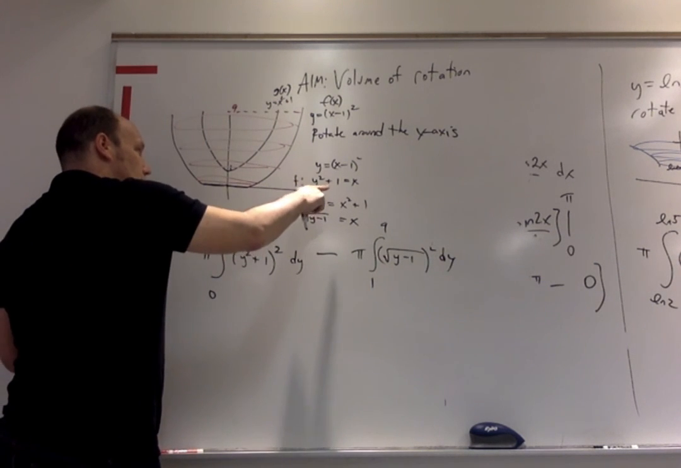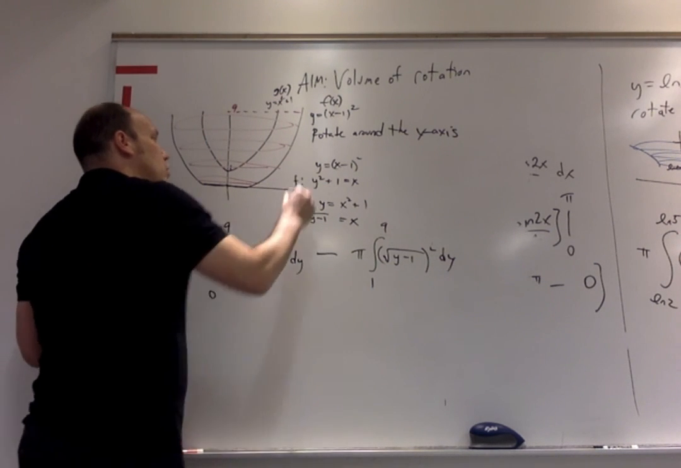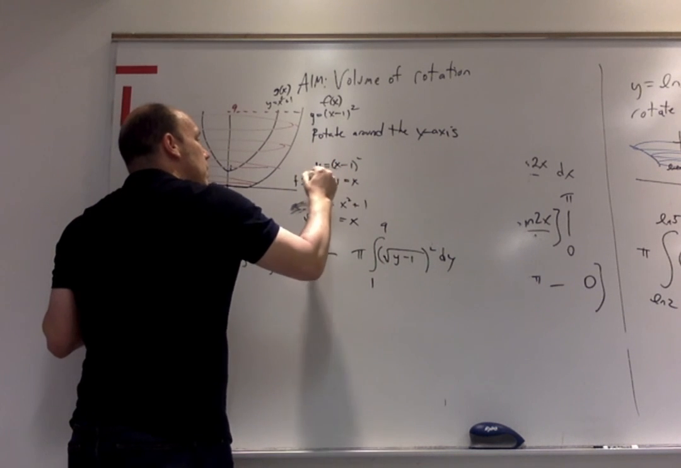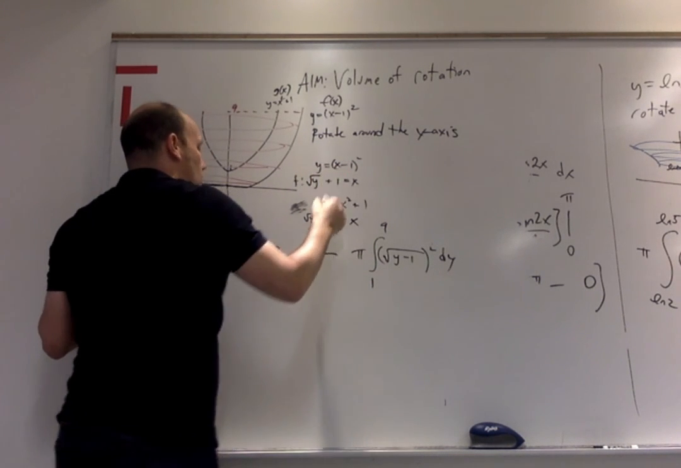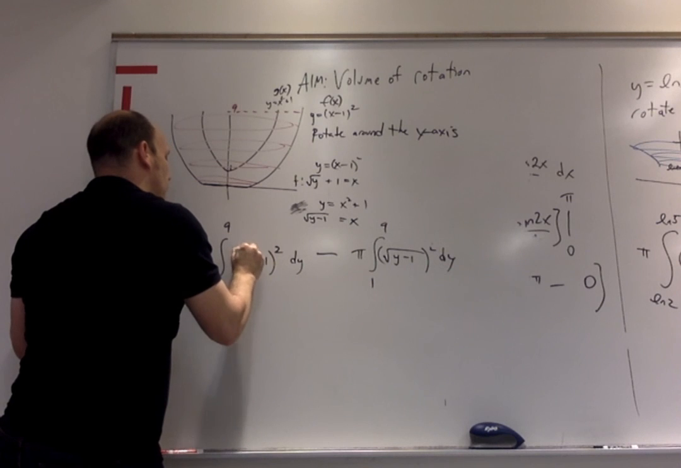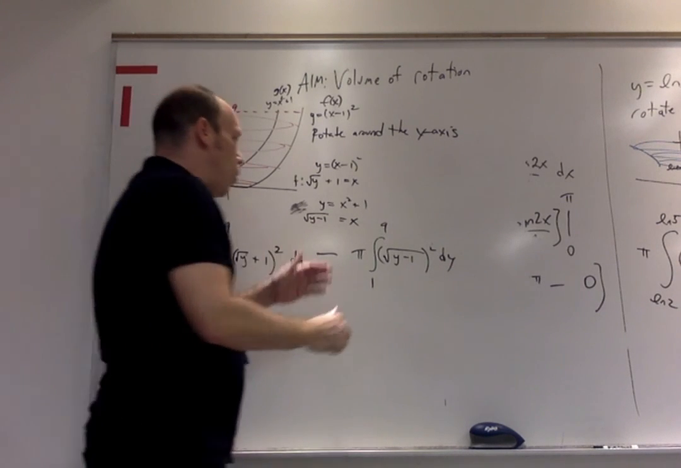Sorry, I made a mistake. No, I apologize. This is the square root plus 1. So it's the square root of y plus 1. And so you're looking at this whole thing.